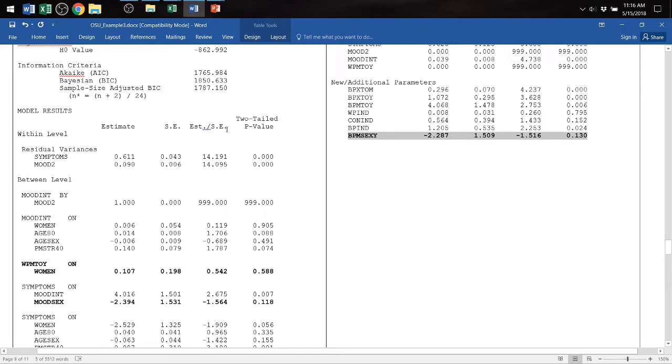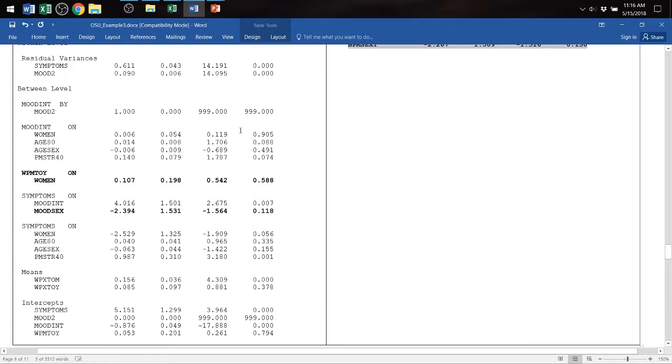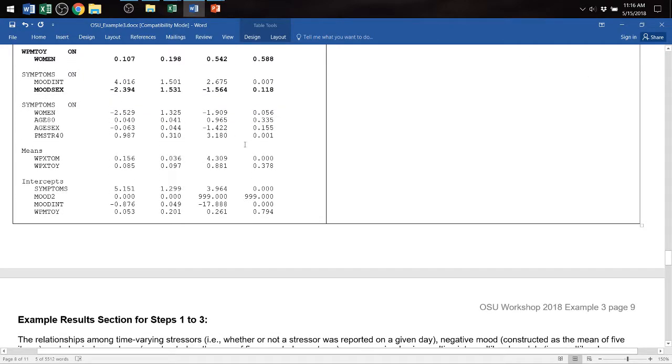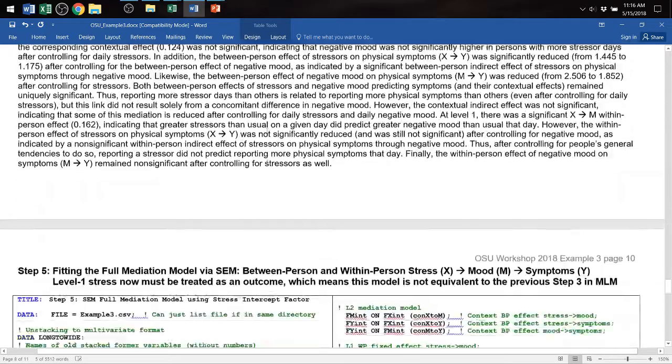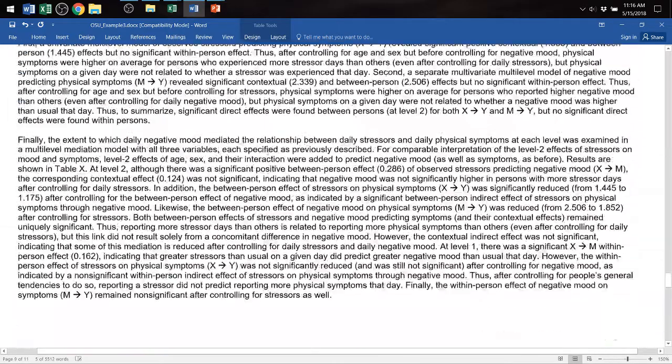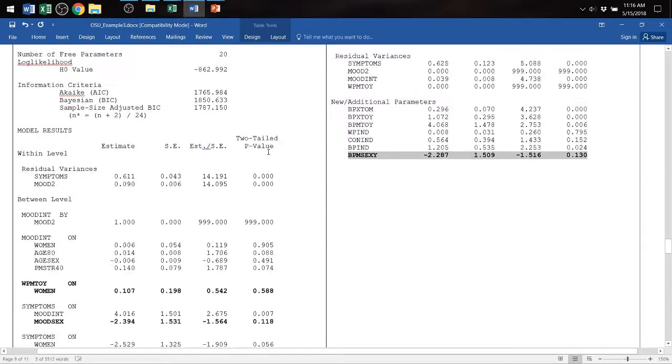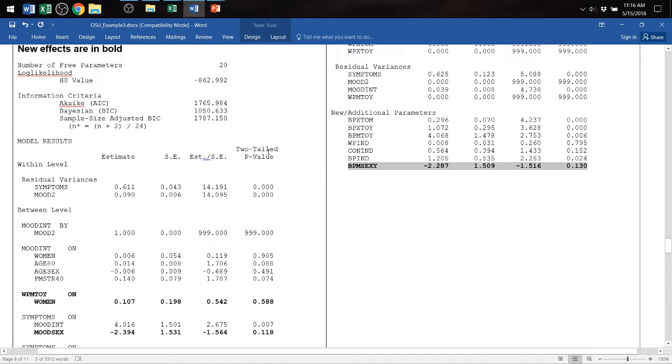In practice, I've never seen more than like 2 interactions be estimable at the same time in real data. Okay. Questions?